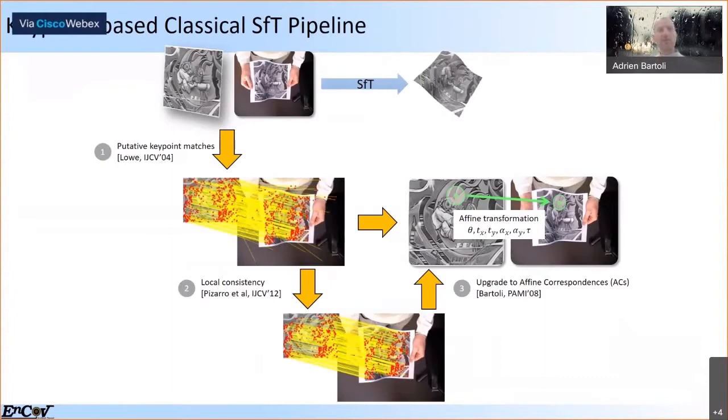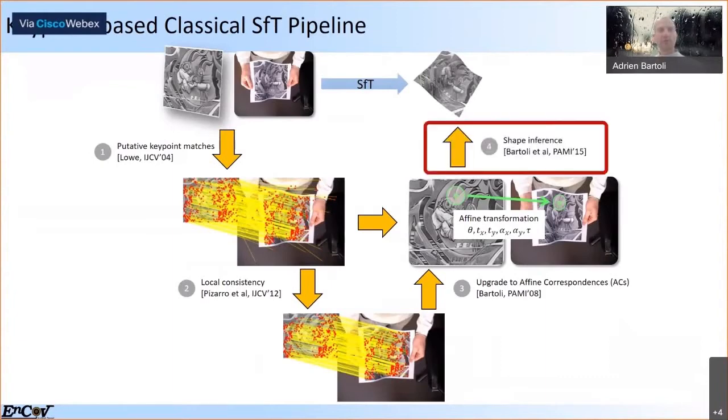This upgrade is very important because, as we'll show, there is a computational procedure that can reconstruct each affine correspondence completely independently to 3D. And this is very important for robustness because it means we can do local 3D reconstruction without relying on the other correspondences, which of course may be wrong because of the matching process.